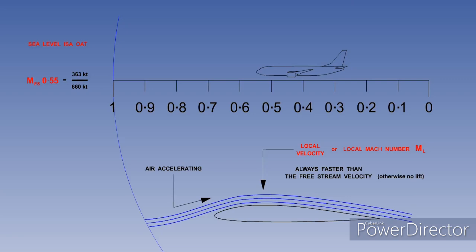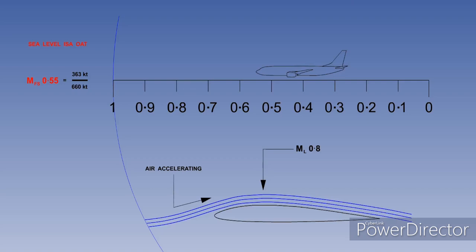We can now introduce a Mach number called the local Mach number. The local Mach number is the ratio between the speed of the local velocity over the surface and the local speed of sound. Remember, the local Mach number will always be higher than the free stream Mach number. In this example, the free stream Mach number is Mach 0.55, and the local Mach number is higher at Mach 0.8.